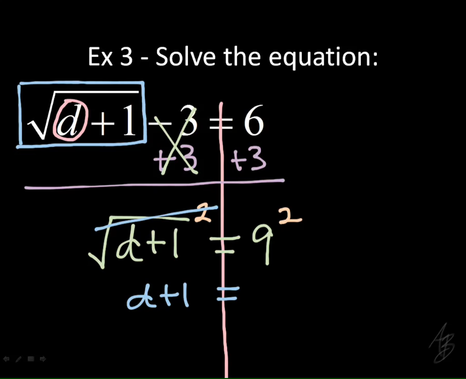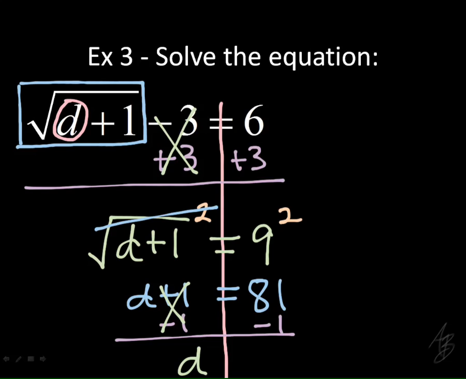And on the right side? 9 squared is 9 times 9, which is 81. Now what? Take away 1. Now we subtract 1 on both sides. This is the solve as usual step. The 1's cancel. We get d by itself on the left. And 81 minus 1 is 80.